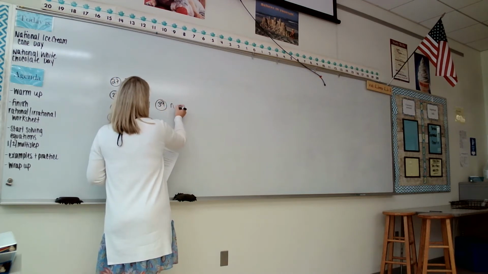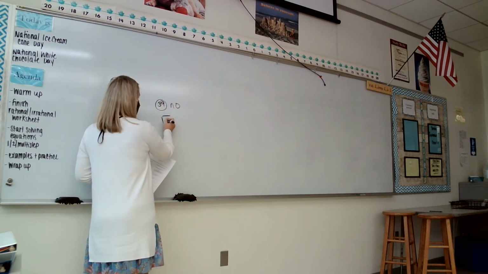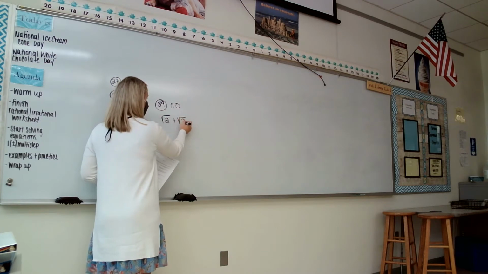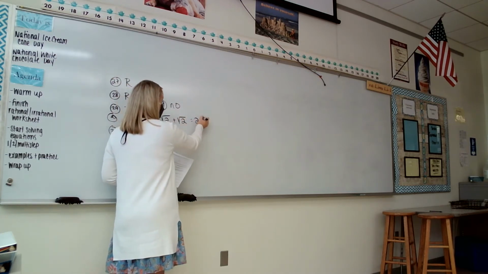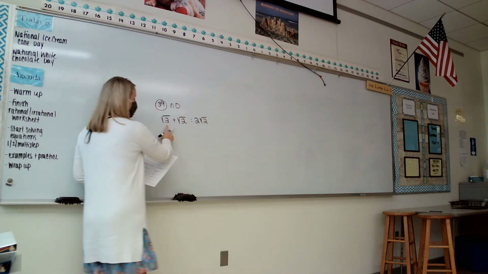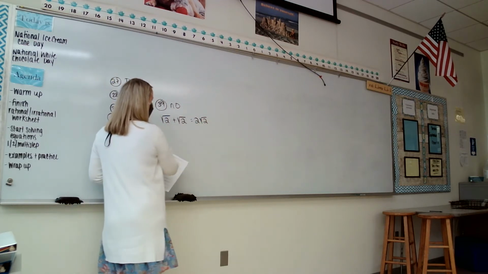So 39 is no. We'll do this later in the year, but if I do something like the square root of 2 plus the square root of 2, that doesn't magically make it rational. You just get 2 square roots of 2. So we can notice these are irrational, and you get an irrational number.